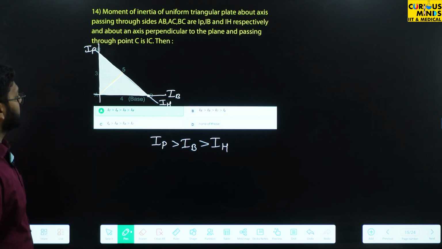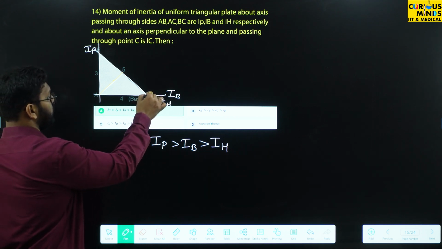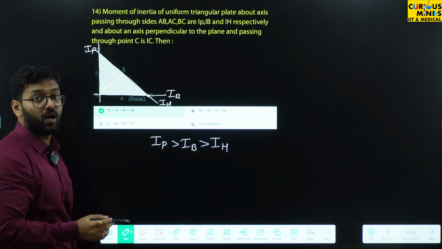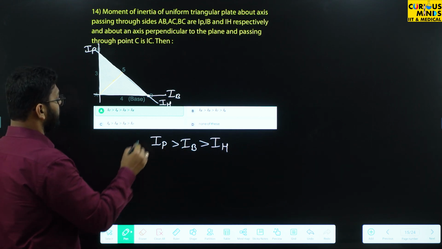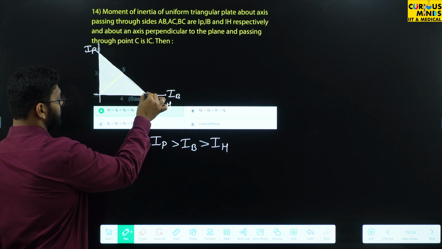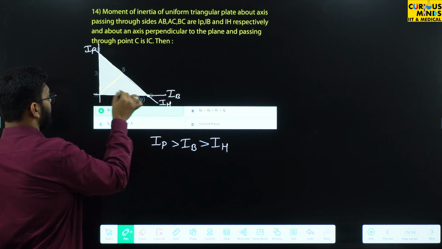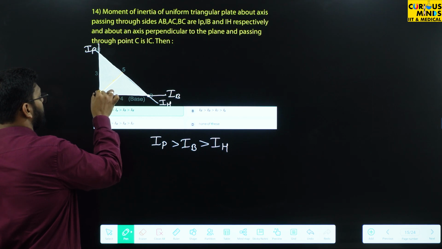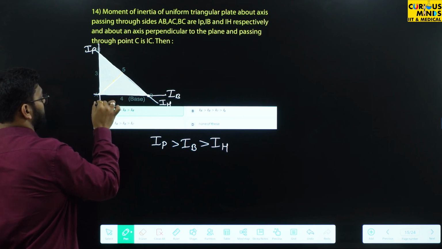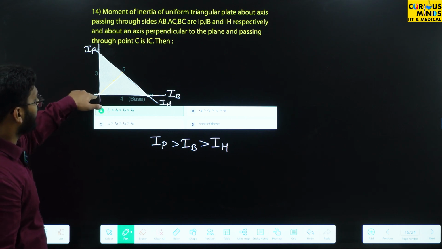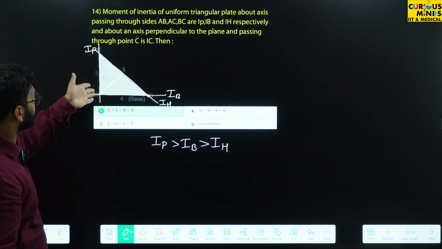Now what about IC? How will you know if the moment of inertia IC is greater than IP, IB or less than IP, IB? How will you find that out? Suppose we have the axis like this passing through this. But before that, let's find the moment of inertia through this axis. Let's say this is the IA axis.